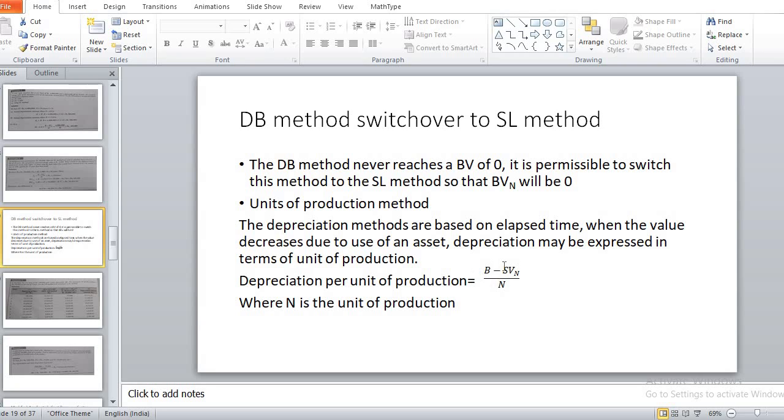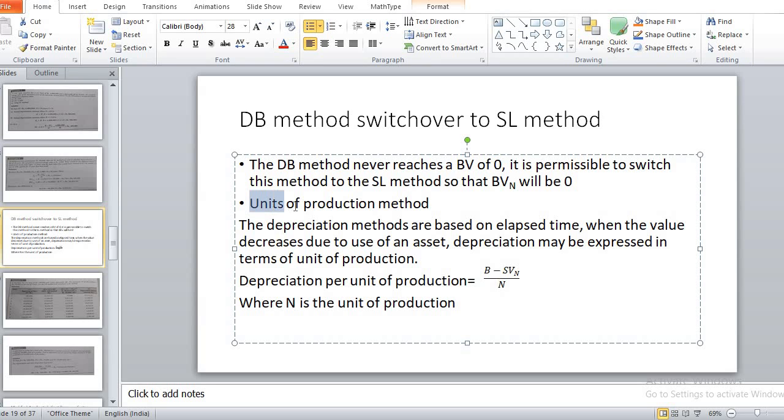Now this formula is very similar to your previous straight line method formula: cost basis value minus salvage value divided by number of years. Here, instead of the number of years, n is replaced by the number of products. So n is the number of products, the production amount. With this changed formula, this approach is called the units of production method.